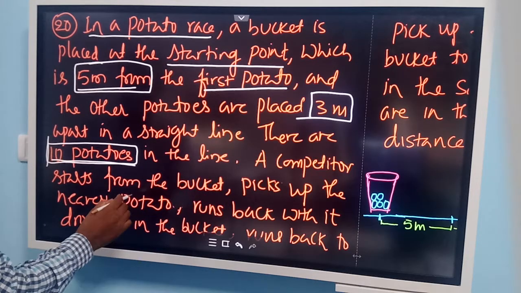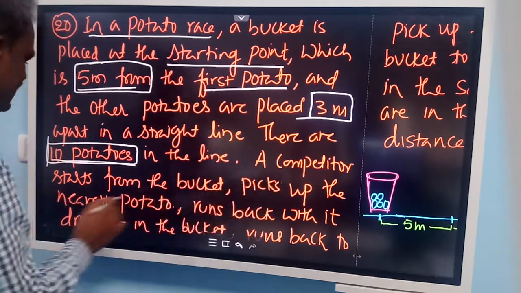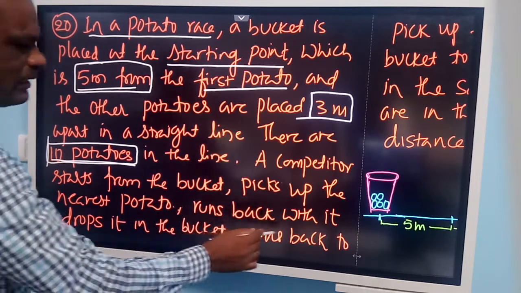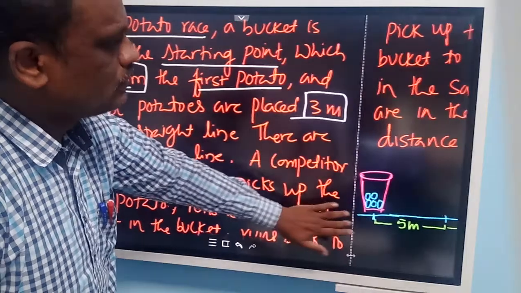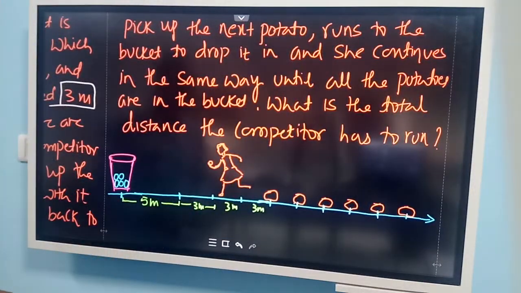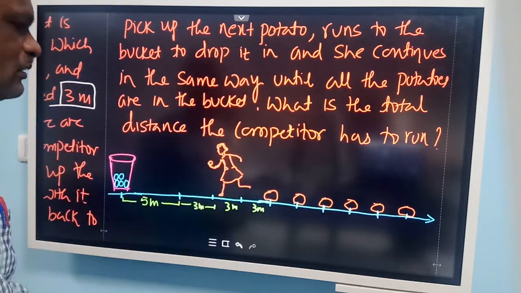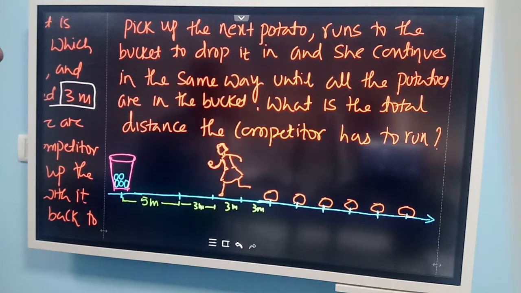A competitor starts from the bucket, picks up the nearest potato, runs back with it, drops it in the bucket, runs back to pick up the next potato, and runs back to the bucket to drop it in. She continues like this. Look at the diagram, then you can understand.